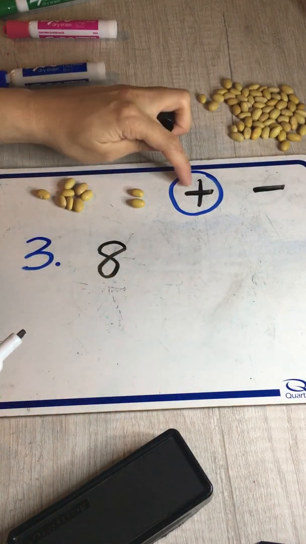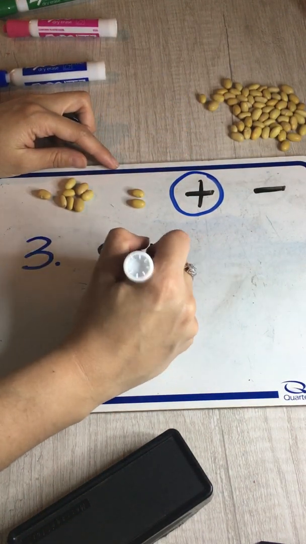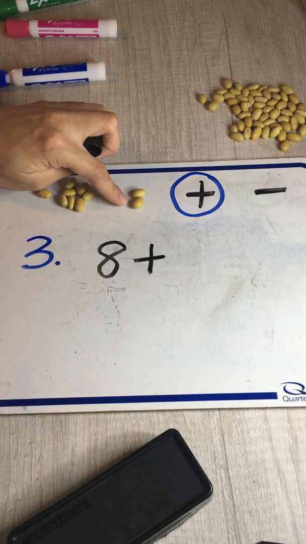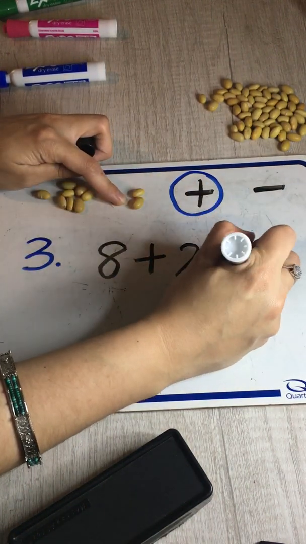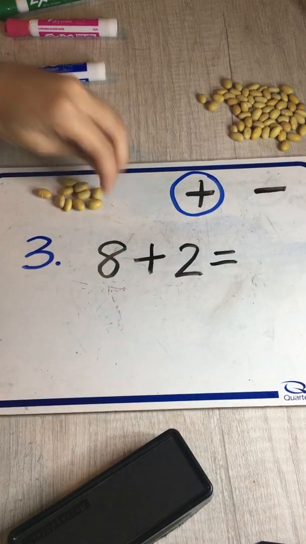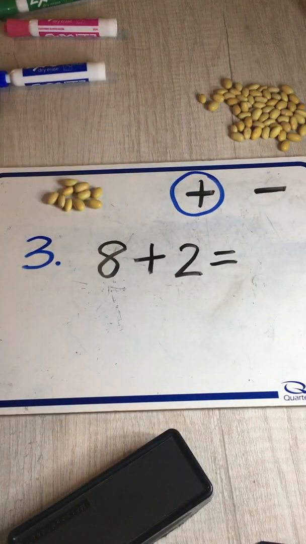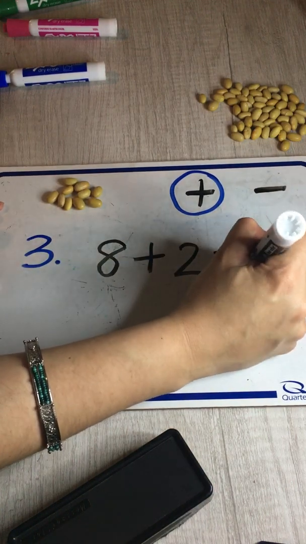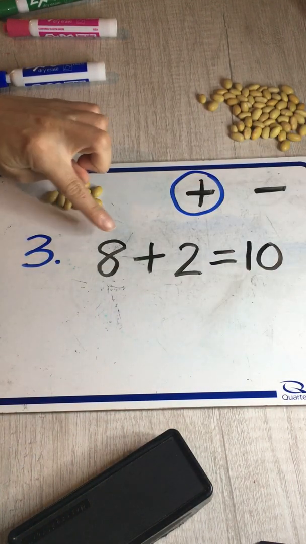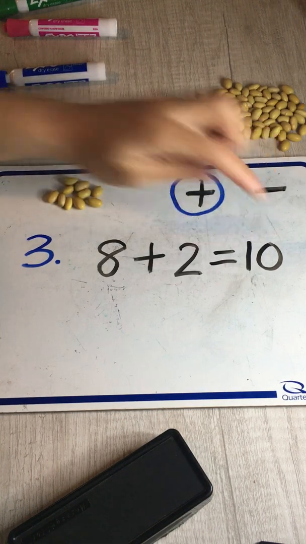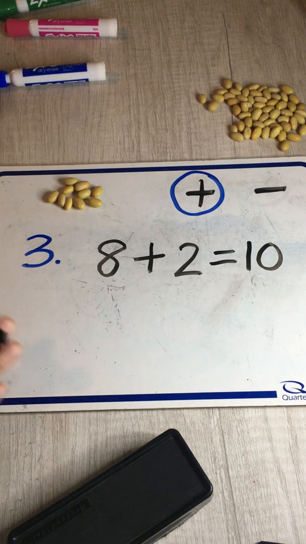And we added, so we're going to use a plus sign. 8 plus how many more? 2. He got 2 more, and it equals how many beans all together because we're adding them together? 10. So that's our addition sentence. 8 plus 2 equals 10. Good job, boys and girls.